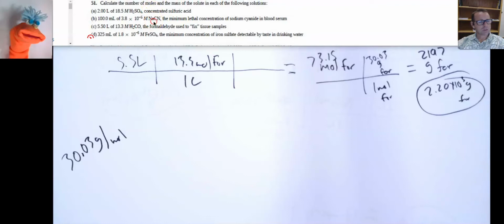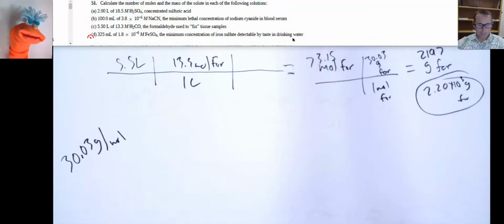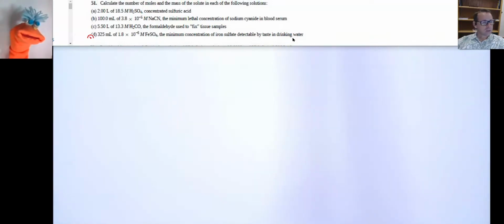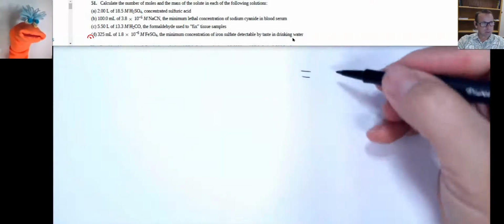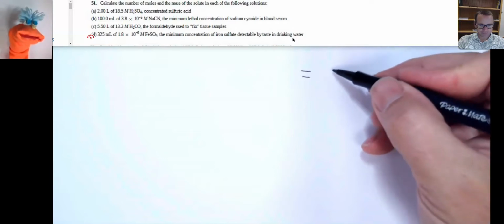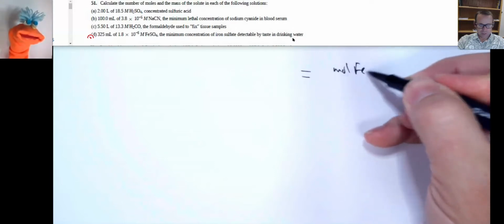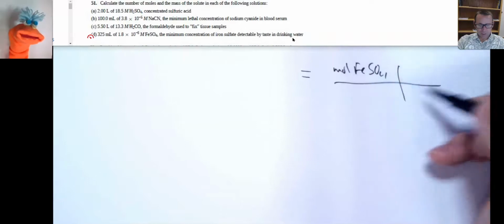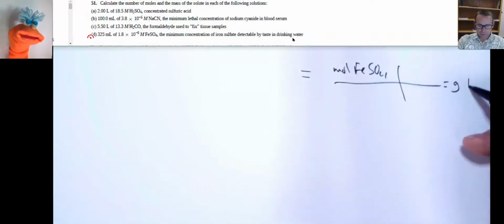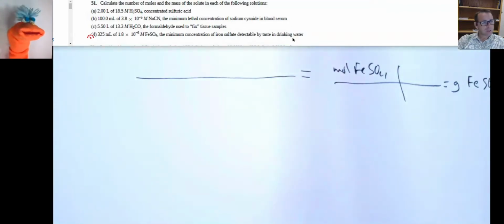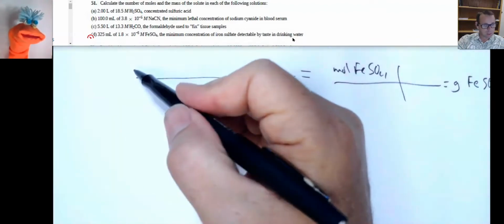The minimum concentration of iron sulfate detectable to taste in drinking water. Ooh, nice. 325 milliliters and 1.8 times 10 to the minus 6. So I'm going to go for what? Moles of iron sulfate. That's what it says to do. And then after that, I can go to grams of iron sulfate. Oh yeah, because you want grams as well. All right, what do I start with? The molarity this time? Okay, it doesn't matter which one we start with.